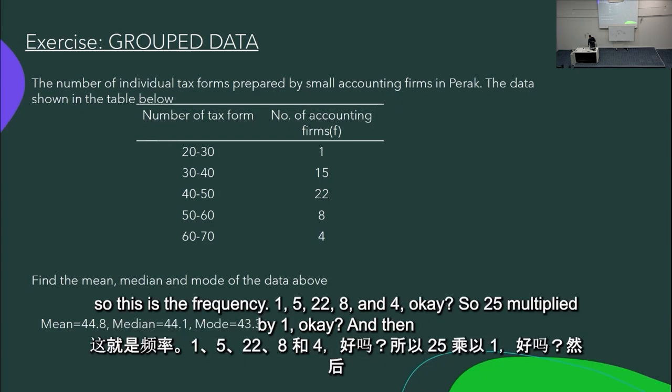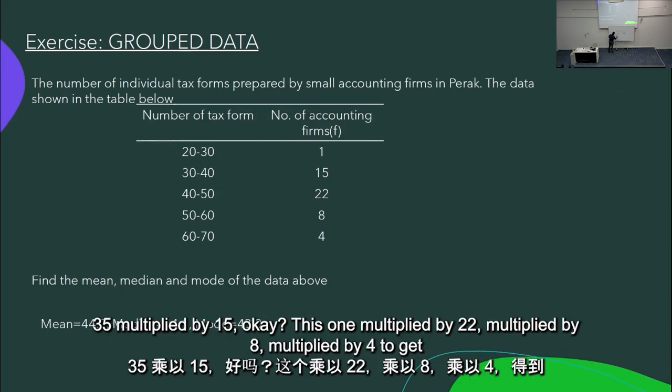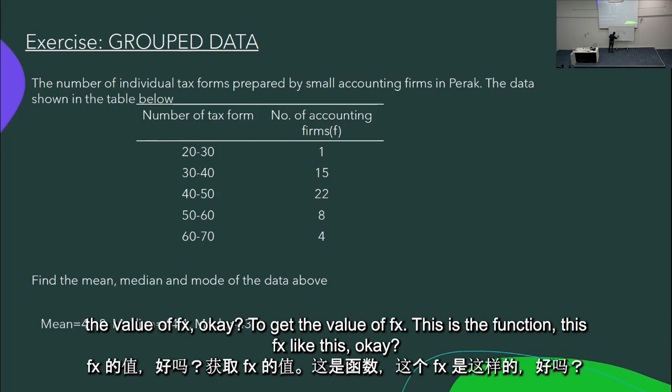Okay? Alright, so this is the frequency: 1, 5, 22, 8, and 4. So 25 multiplied by 1, and then 35 multiplied by 15, this one multiplied by 22, multiplied by 8, multiplied by 4 to get the value of fx. This is the fx like this.